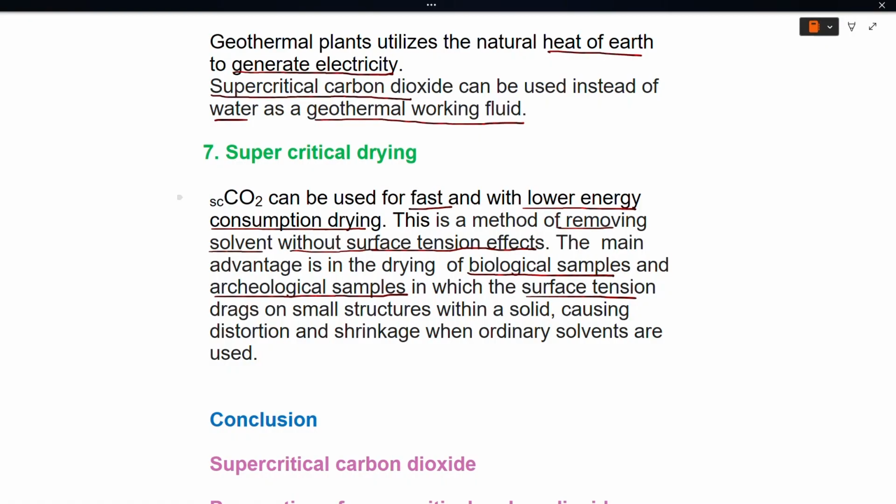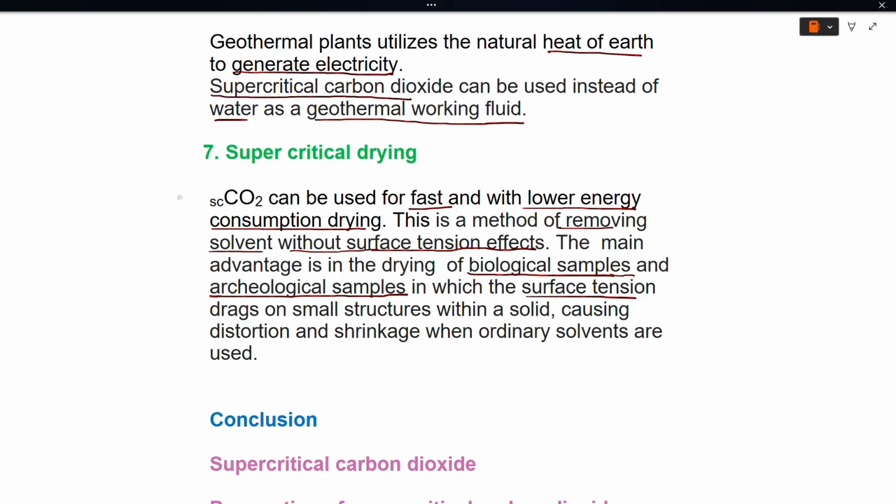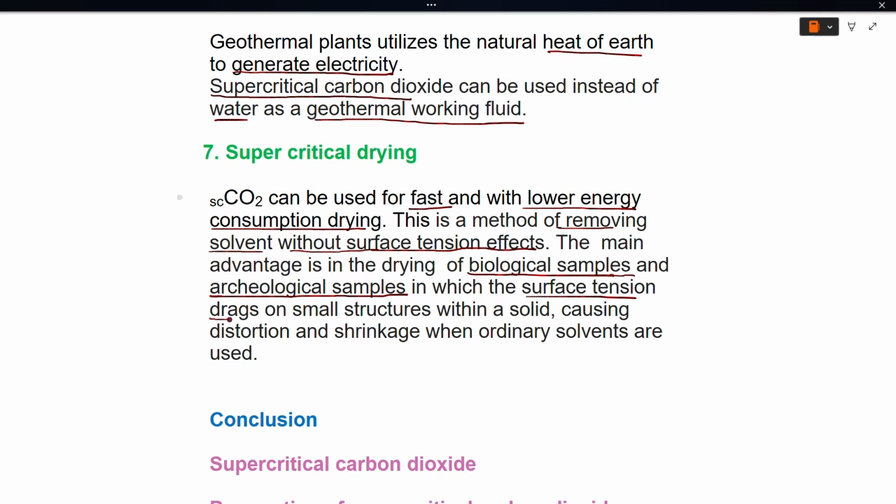So, for drying, it is better to use supercritical carbon dioxide, because biological samples are so delicate, they should not get damaged. Then archaeological samples, you know that once it is damaged, it is gone forever, and therefore for archaeological samples also you can use supercritical carbon dioxide for drying, because surface tension drags on small structures within a solid, causing distortion, shrinkage when ordinary solvents are used.